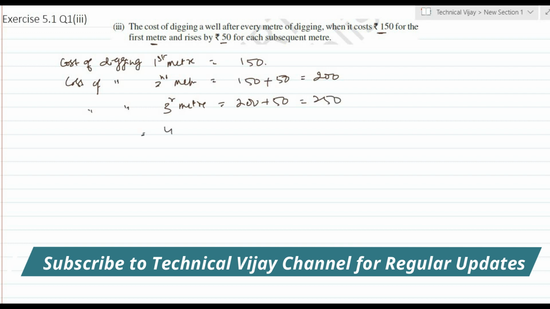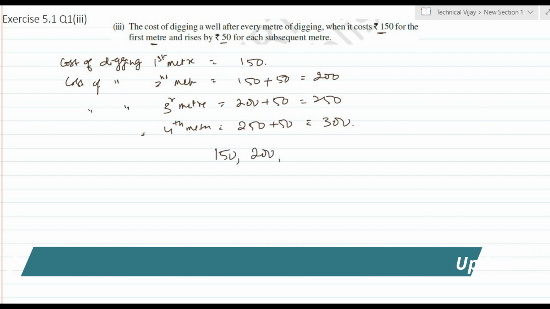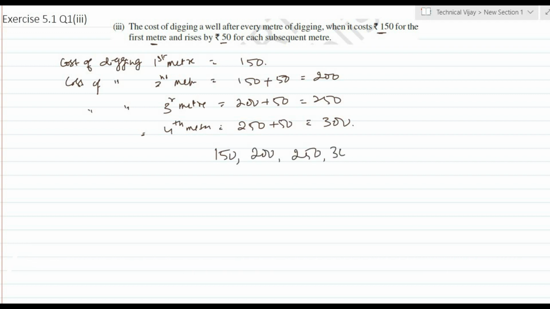So in the same way, fourth meter. Okay. So 250 plus 50, which is equal to 300. So the series is 150, 200, 250, 300, like this.